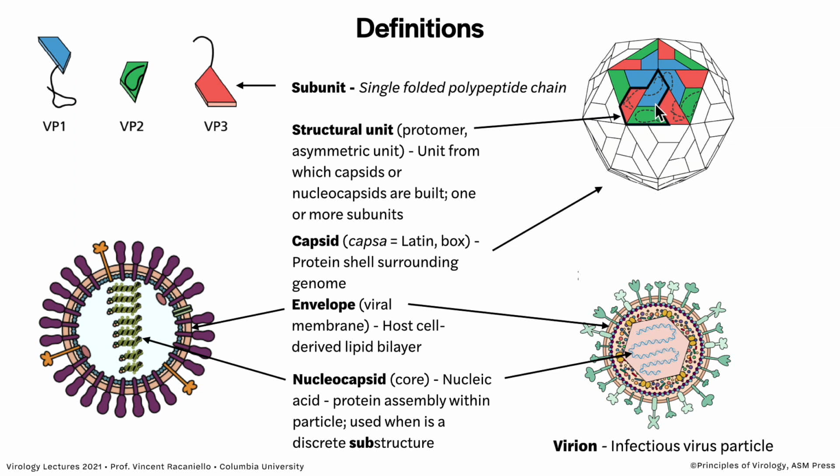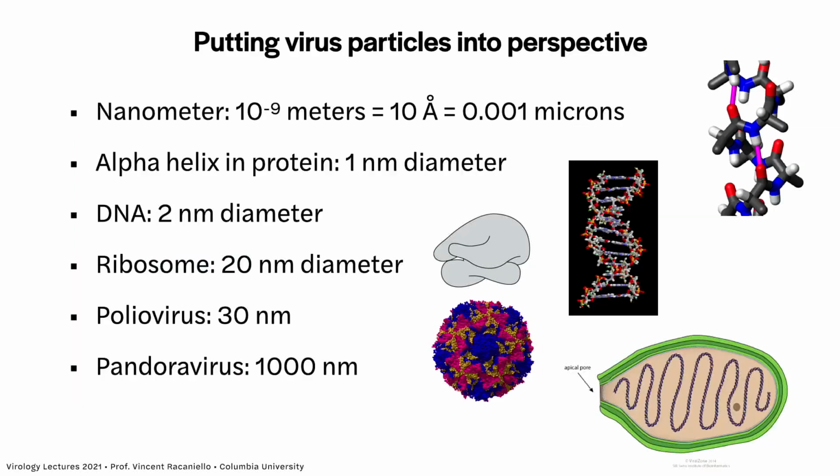Whereas up on the top right here is poliovirus. We don't call this a nucleocapsid. It's a capsid because there's no envelope around it. If you put an envelope around this virus, then that would be the nucleocapsid. And there are some viruses that are built that way. But you have to think about substructure, and that's what makes it a nucleocapsid.